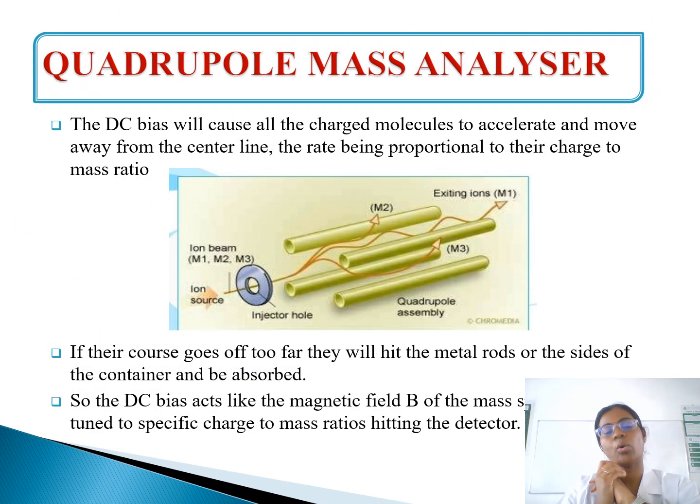So what does the quadrupole mass analyzer mean? The DC bias will cause a charged molecule to move away from the center line, the rate being proportional to the charge-to-mass ratio. This is the ion source, and these are the quadrupole rods. If ions go too far, they will hit the metal rods or the side of the container and be absorbed.